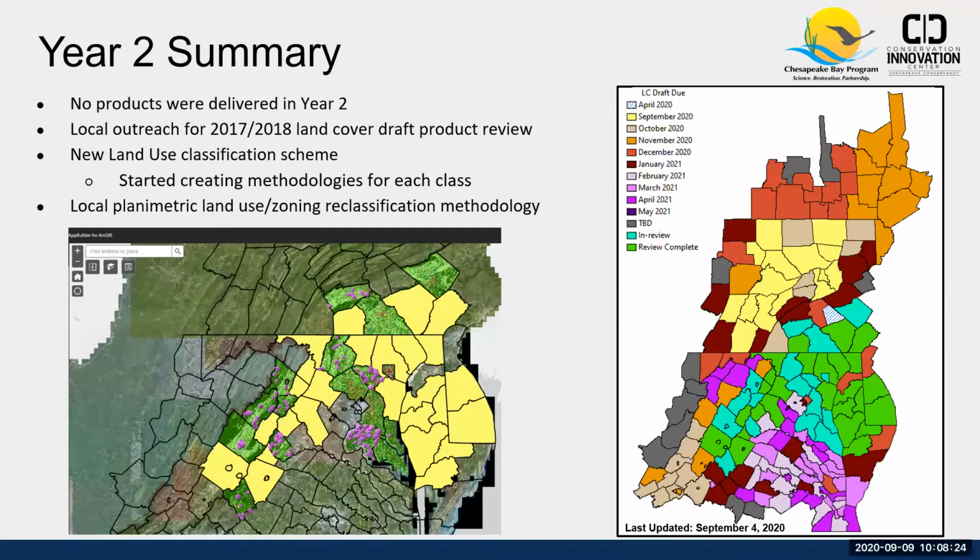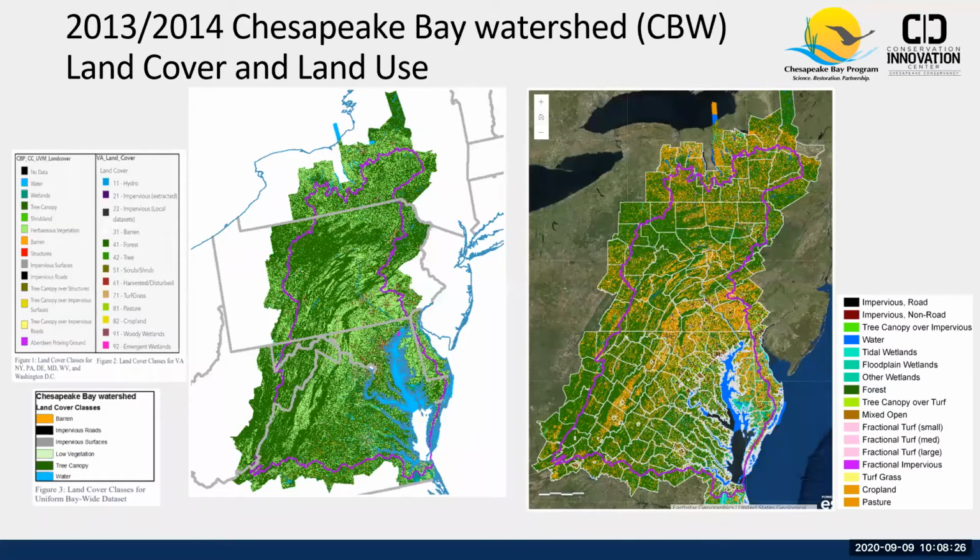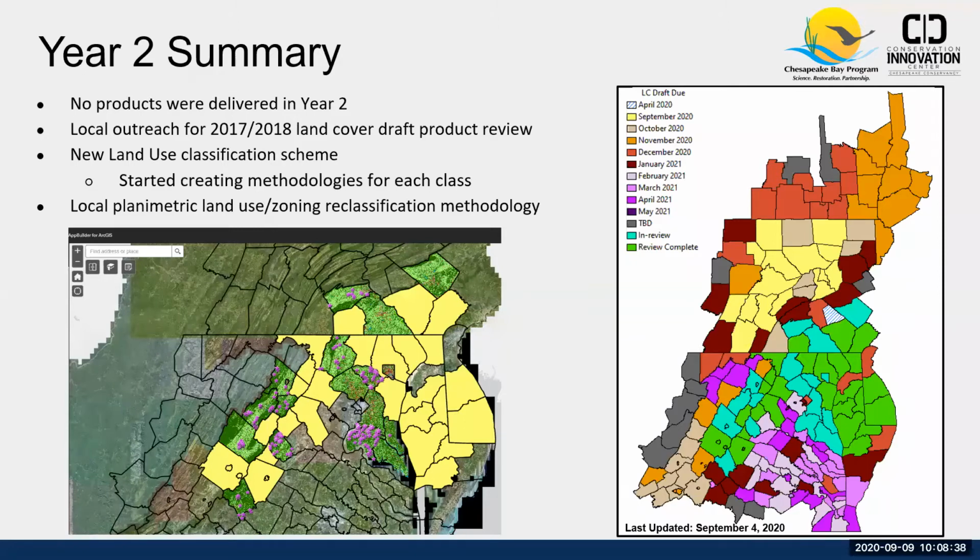And actually to go back a little bit, our goal for this project is to create those same data sets. I'll explain some of the differences that will be happening, but for 2 different time periods, that 2017-18 and 2021-22. So just a summary of year 2. We are at the end of year 2 and starting year 3 of this project. So there have been no external deliverables that were delivered in this year. So you haven't missed any actual products, but I have been doing local outreach, which I'm sure a lot of you have been getting my emails for the 2017-18 land cover draft product review.